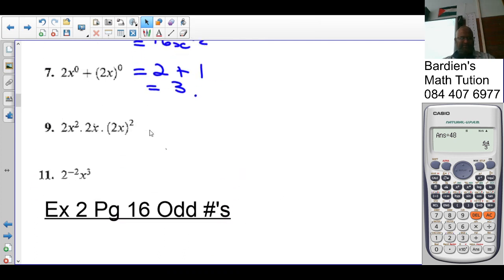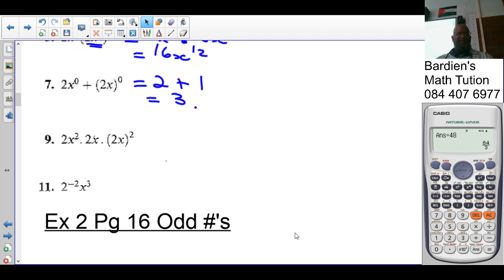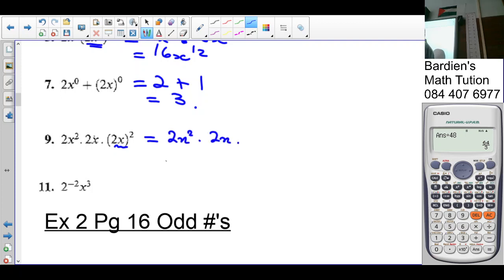Number 9. So first we must sort out the bracket thing, not so. So it will be 2x squared times 4x squared. What's 2 times 2 times 4? 16. X squared times x? x cubed. X cubed times x squared? Any issues here? No confusion.